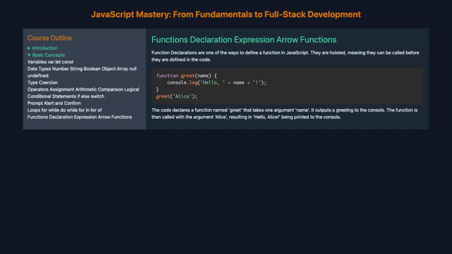Function declarations are one of the ways to define a function in JavaScript. They are hoisted, meaning they can be called before they are defined in the code. The code declares a function named greet that takes one argument, name. It outputs a greeting to the console. The function is then called with the argument Alice, resulting in hello Alice being printed to the console.